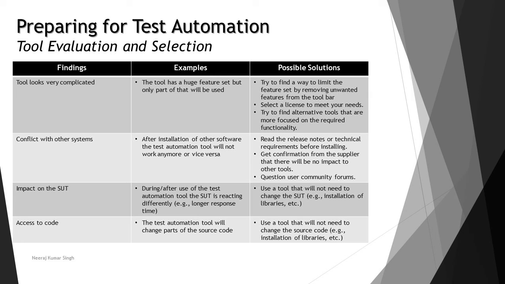Next is impact on the SUT, the application itself. That means during or after use of the test automation tool, the SUT is reacting differently, such as longer response times. So use a tool that will not need to change the SUT, like installation of libraries and certain things; open source can be one best option for you. Then access to the code: the test automation tool will change part of the source code. Then use a tool that will not need to change the source code, for example through installation of libraries, or creating temporary files which are deployed while executing the test.